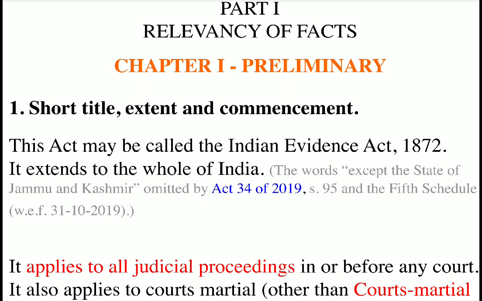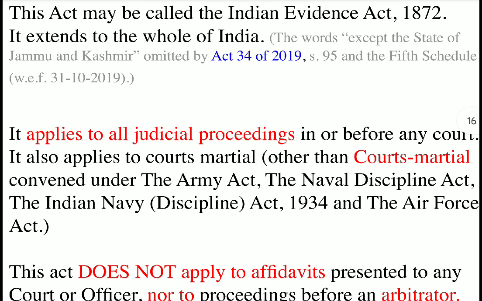So, the Indian Evidence Act applies to the whole territory of India, and the words except the state of Jammu and Kashmir were omitted by the Act of 34 of 2019. It applies to all judicial proceeding in or before any court. So, it applies to only judicial proceeding.